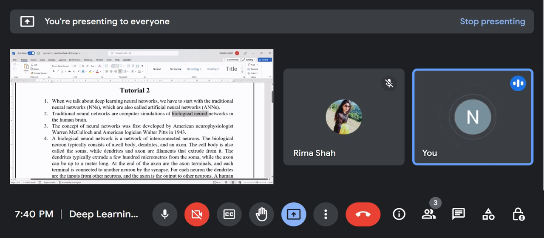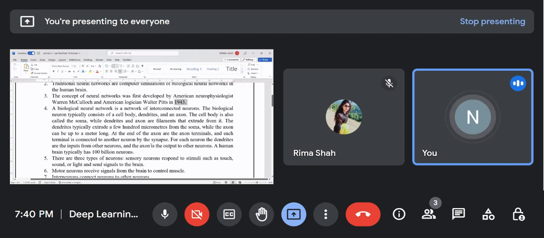This concept of neural network was first developed by the American neuroscientist Warren McCulloch and the American logician Walter Pitts in 1943. So in 1943 itself, they gave this concept of neural network. By referring to the biological neural network, the concept of ANN was given. So what happens in a biological neural network? It is also a network of interconnected neurons, as we have in ANN.